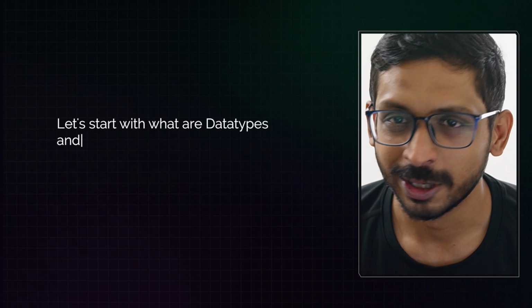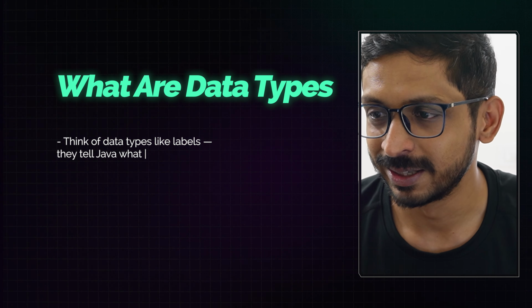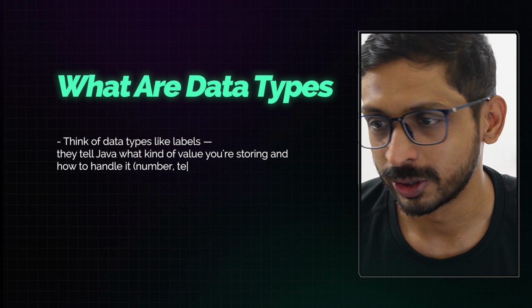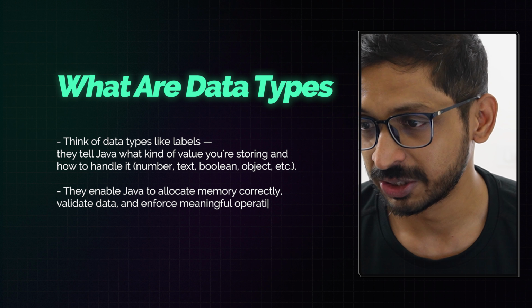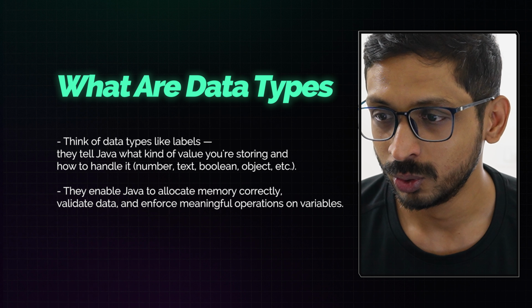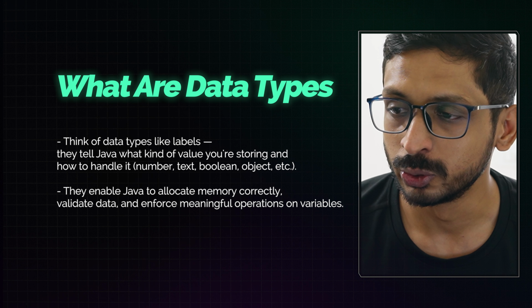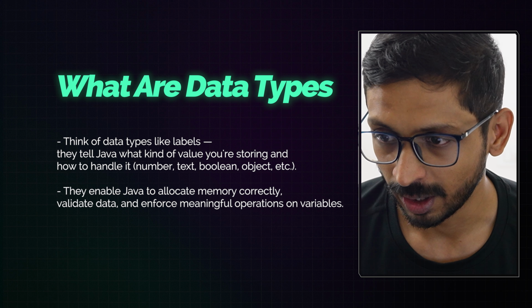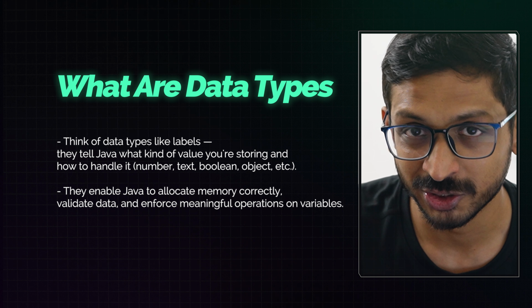Start with what are data types and why they matter. Let's start with a simple idea that data types are like labels. They tell Java what kind of value we are working with, whether it's a number or a text, a true or false value, or even an object. These labels help Java understand how much memory to use and how to validate data and what operations are allowed on each specific variable based on that data type.